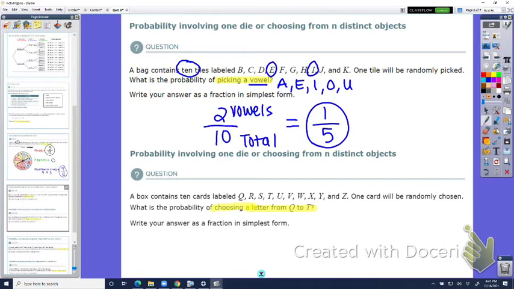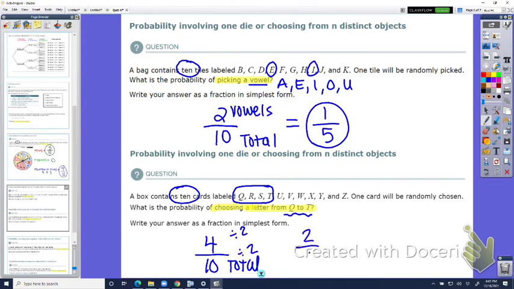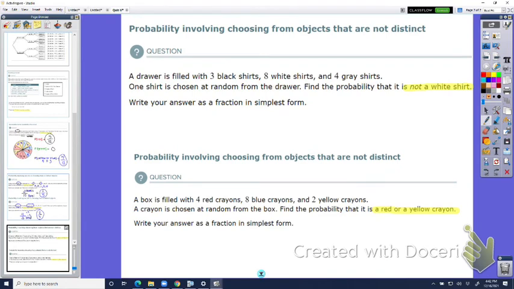A similar question, a box contains 10 cards. So again, that's your denominator, 10 total. With those letters, you need to randomly choose a letter from Q to T. That includes all these 4, which is 4 out of 10. And if you divide top and bottom by 2 again, you're going to get 2/5 for this one. So always, always, always reduce the fraction. And finally, the last type, it could be something similar to these 2 questions.